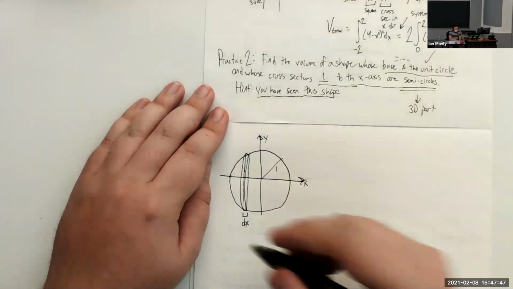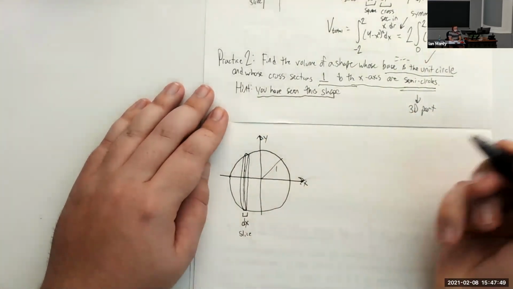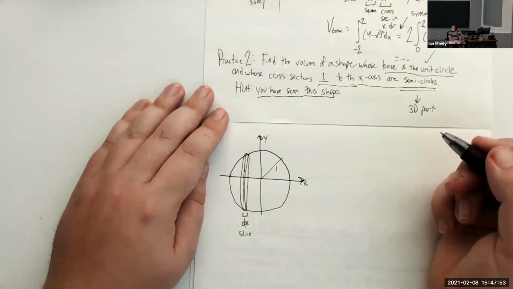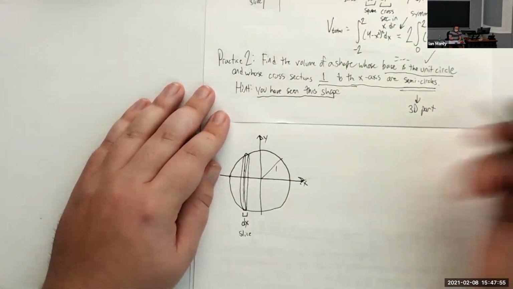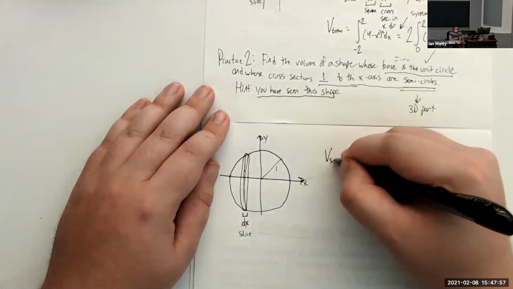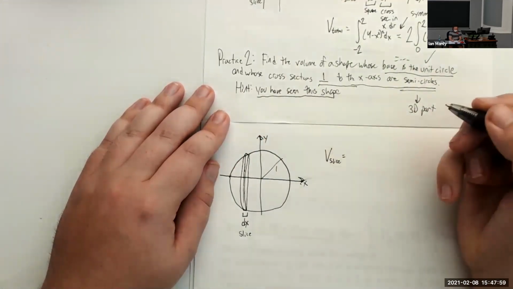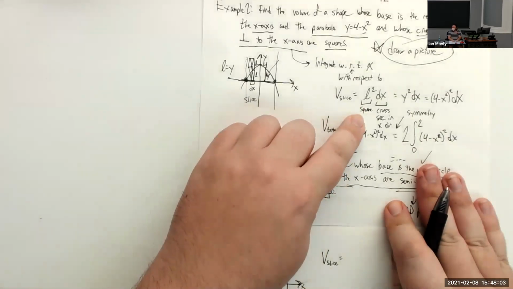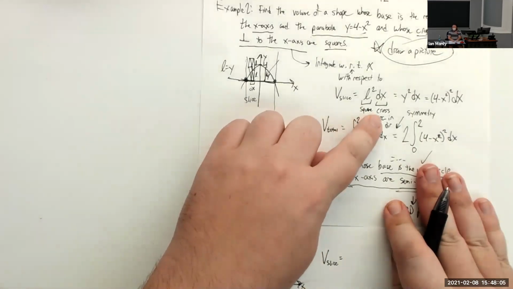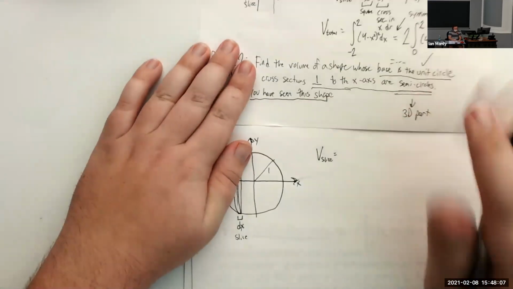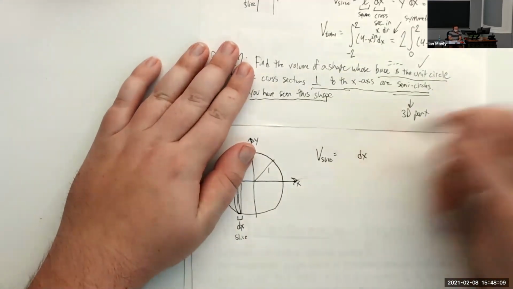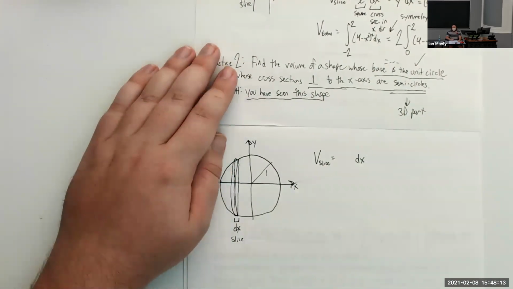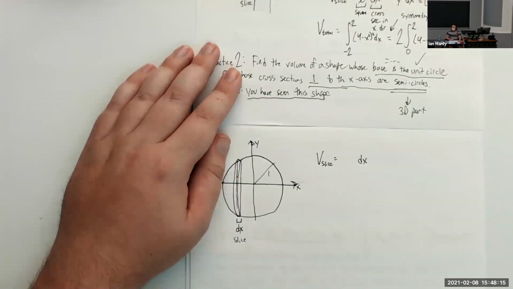Now we need to know the volume of each one of these slices. If we add all of those together, we're going to get the volume of the whole thing. All right, so let's see. The volume of a slice. Remember, the volume is always going to be the shape's area times d whatever it is. We know we're at dx here, so we're going to have dx. And then what is the area of a semicircle? What's the formula for that?